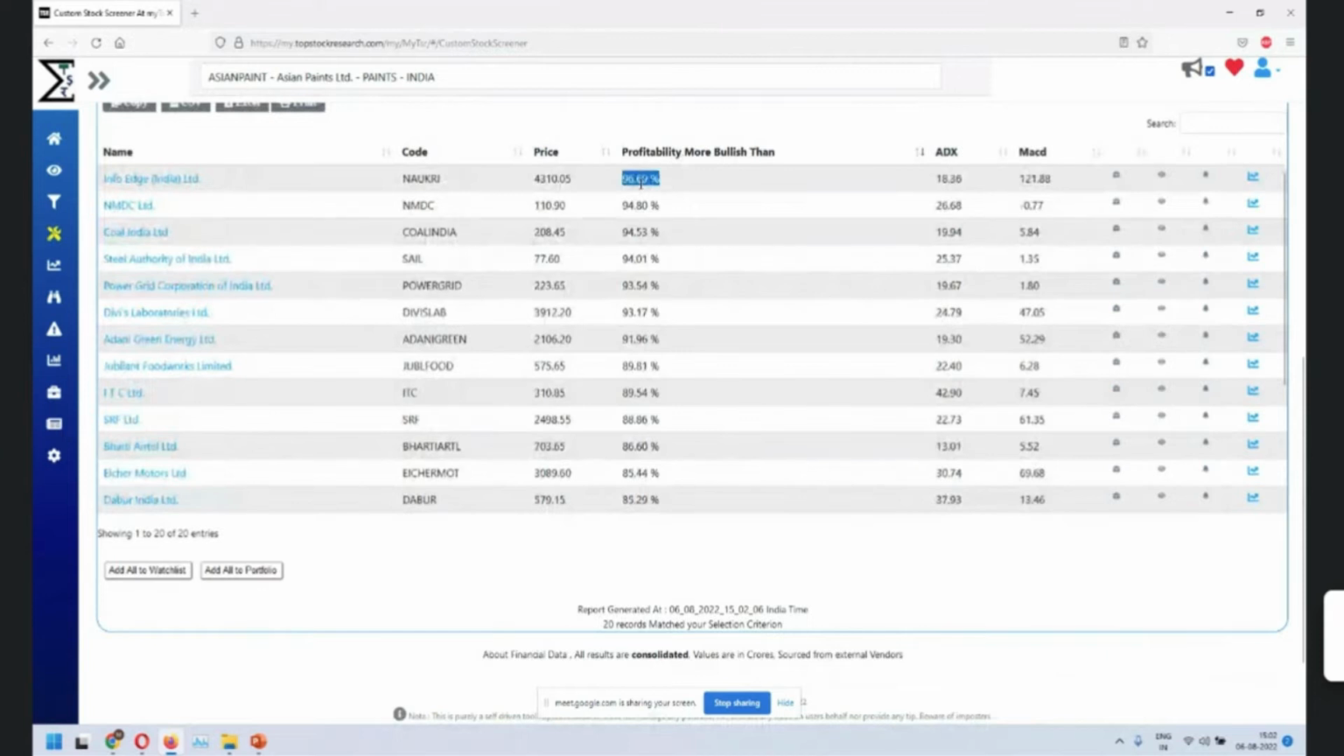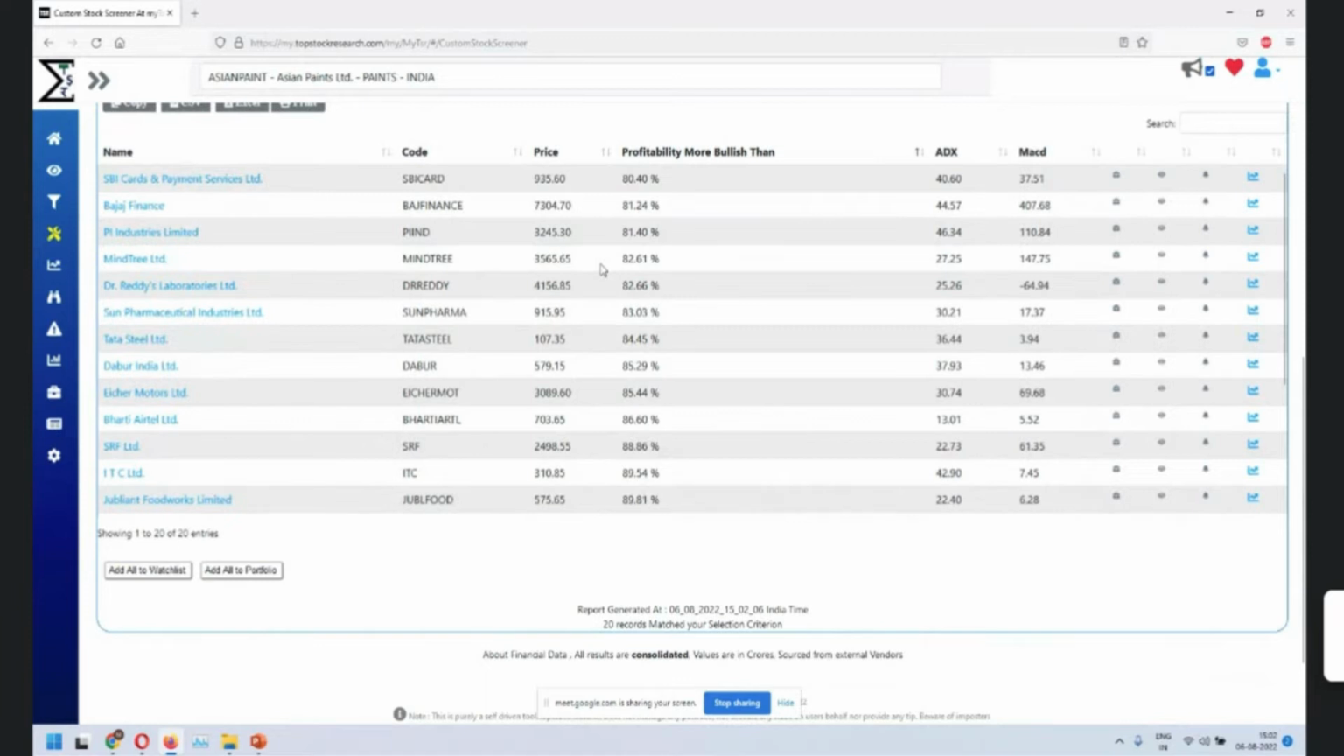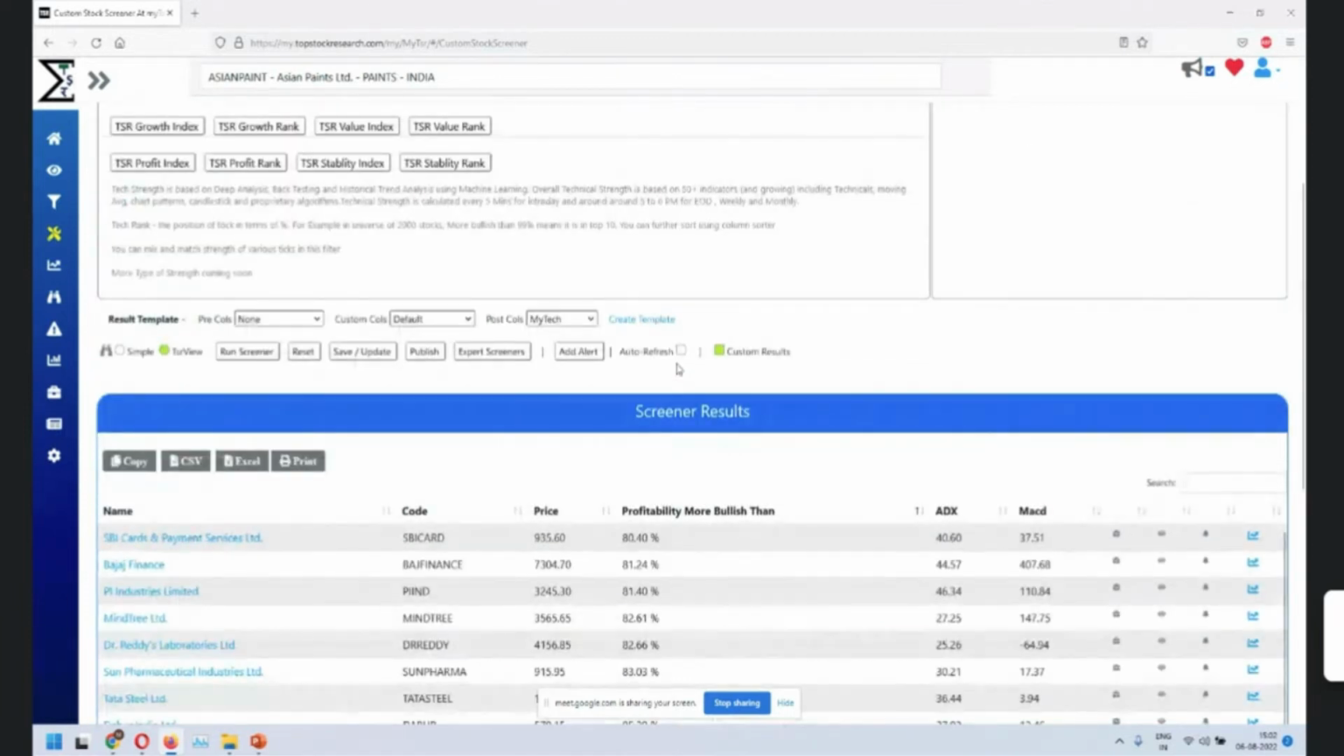Look at here. So again, Info Edge comes out here, NMDC, same set of information. Obviously, the algo is same, right? So we'll get the same set of information.